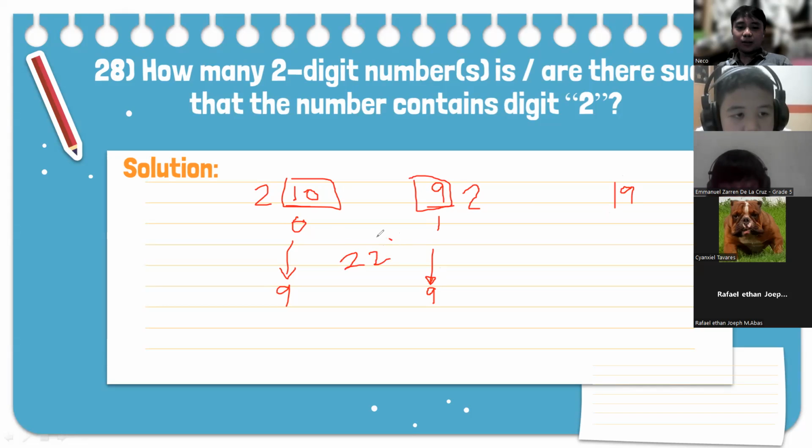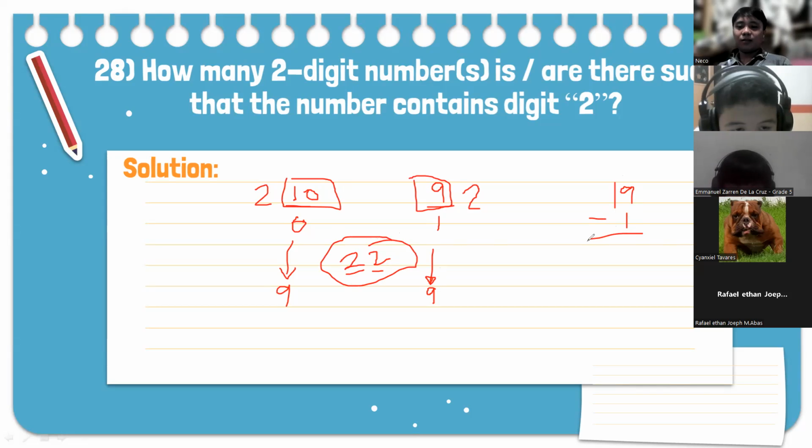When you say it's 22, it's counted in both of these. It's here, it's also here. So that's why we need to minus 1 here. That one instance is the 22, which you counted twice.